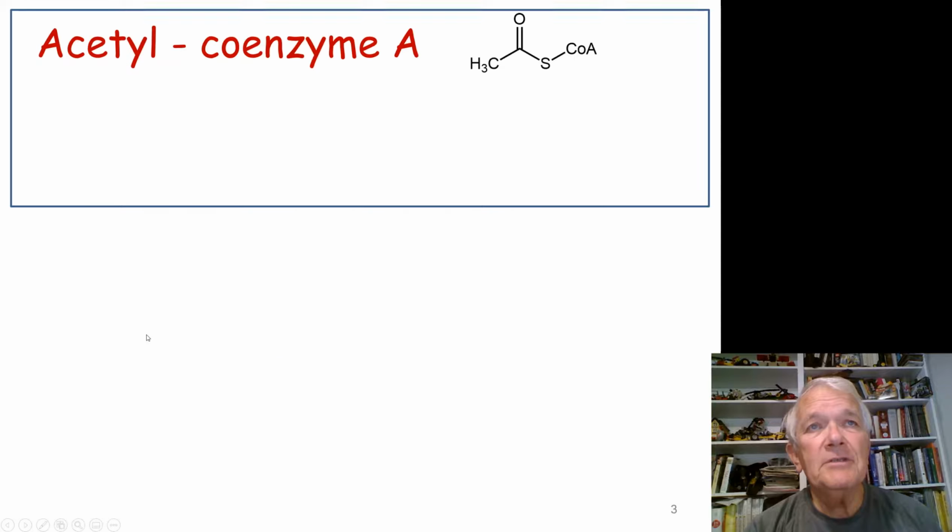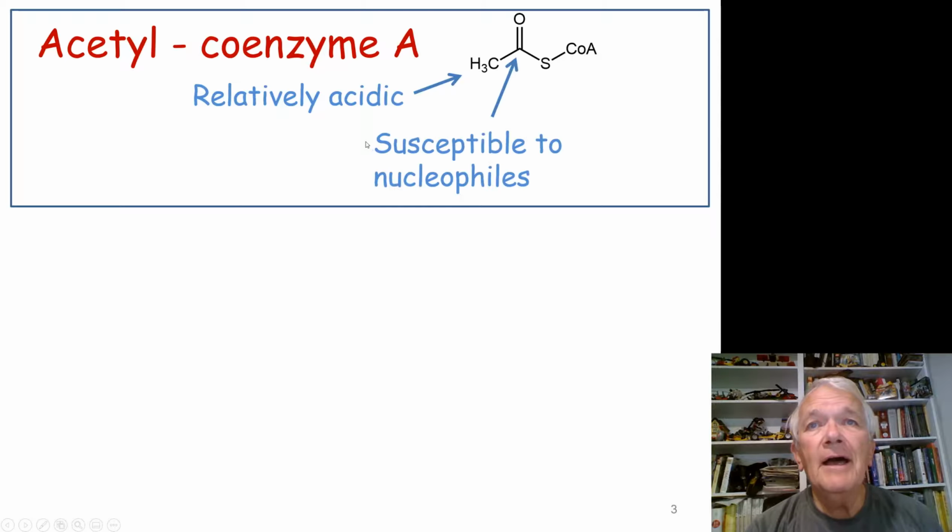Now, this, of course, is a thioester, and let's just review thioesters a little bit. Thioesters are relatively acidic compared to normal esters. They're more susceptible to nucleophiles, and of course the sulfur is a great leaving group. Of course, this is all due to the fact that there's very little resonance between the carbonyl and the sulfur, making it simply more reactive.